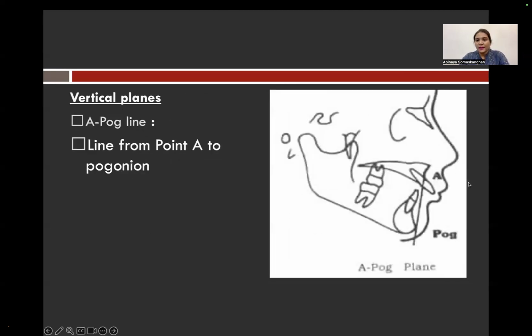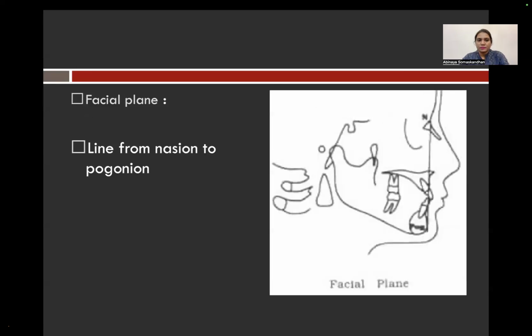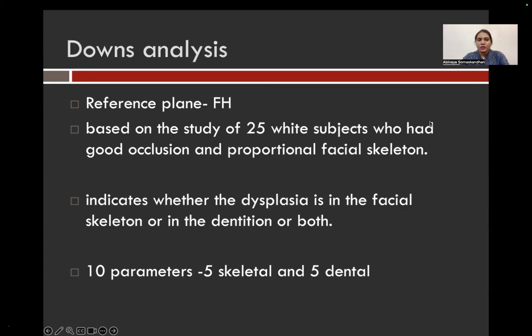Coming to the vertical planes, first is the A-Pog line. As the name suggests, it's a line connecting between point A and the pogonion. Coming to the facial plane, it is a line connecting the nasion to the pogonion.